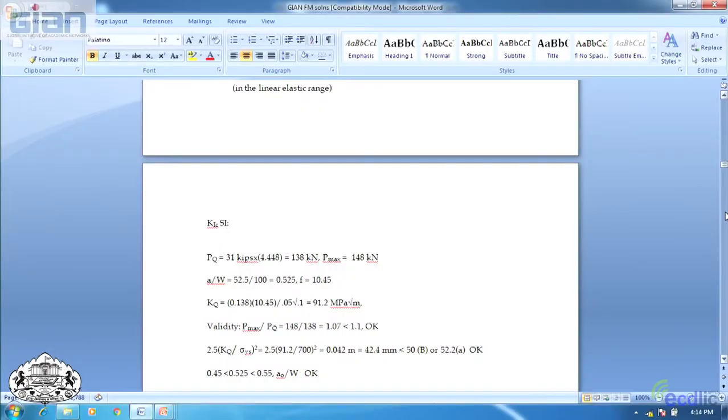Let me tell you, since we've used both sets of units, I know conversions pretty well, because I had 25 years of conversions. So 4.448 times kips is kilonewtons: 138 kilonewtons, Pmax doing the same thing, 148. Did you convert like that? Okay. And A over W, 0.525, the same deal. When you're doing SI, it's best to use meganewtons, because the answer comes out in megapascal square root meters. MPa is megapascal. So I use meganewtons here. I didn't put all the units in.